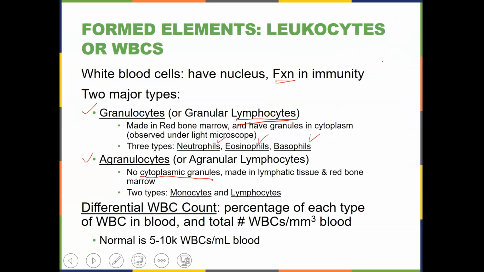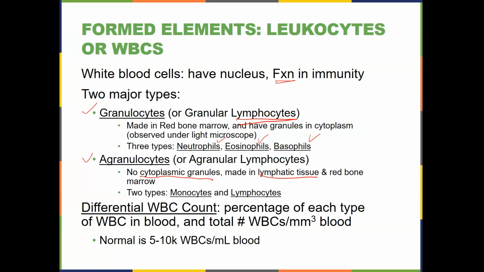These guys are made up of monocytes and lymphocytes. I should say, in addition to being made in the red bone marrow, they're also made in other lymphatic tissues like the thymus, especially the thymus in children, and in the spleen.